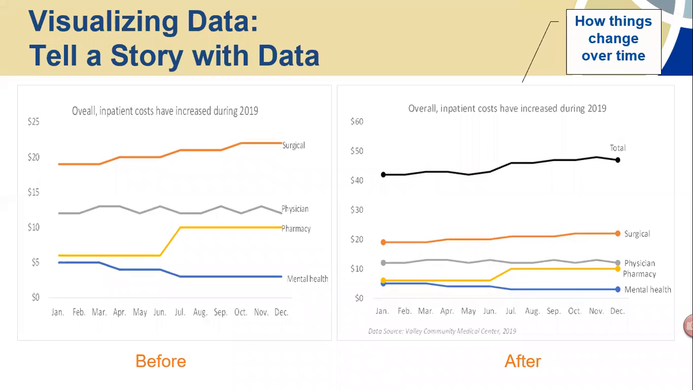Notice in this chart, I added the source as an important data element to display. The bottom line really is the simpler the chart with just the essential information, the easier to interpret. Next slide, please.